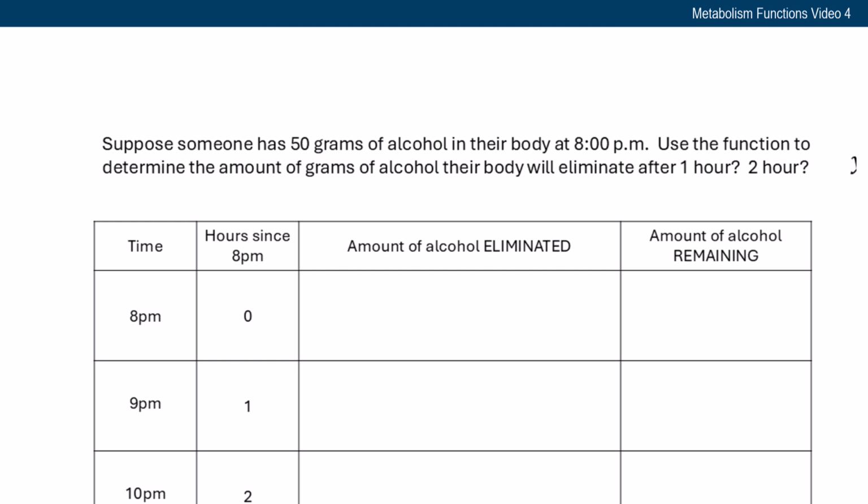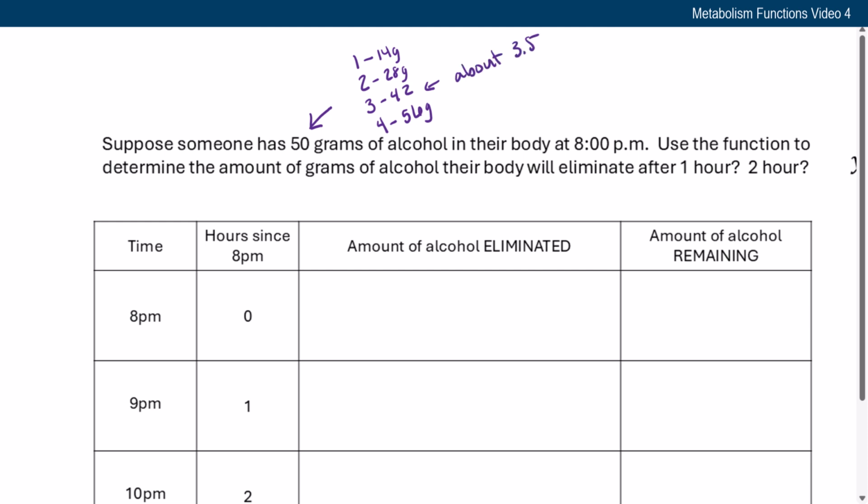Okay, so we're going to start off our first example with assuming someone has 50 grams of alcohol in their system. So if you want to think about how much alcohol that is, one drink or one shot was 14 grams, 2 drinks was 28 grams, 3 was 42, and 4 drinks or 4 shots would be 56 grams. So that means that it is somewhere between 3 and 4, so about 3.5 drinks would give someone 50 grams of alcohol.